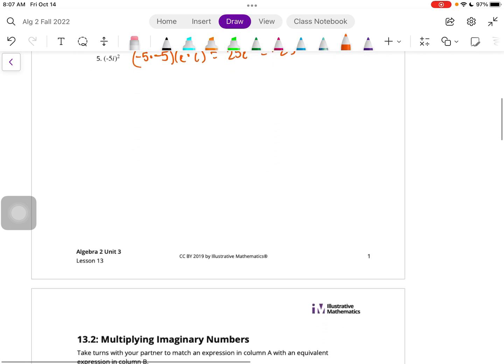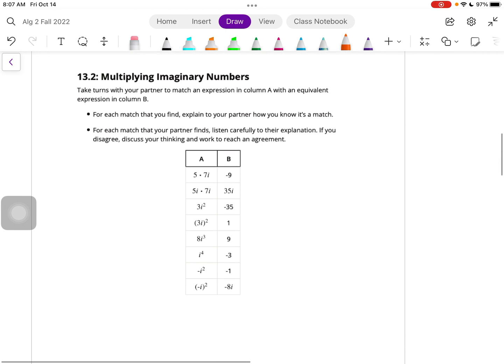All right, let's take a look at 13.2. You are going to find the match from column A to column B, and then we're going to talk about why we know it's a match. If I have 5i times 7i, well, 5 times 7 is 35, and there's an i times an i, so that's 35i squared, which is -35, because i squared is -1. For -3i squared, well, i squared is -1, so that's -3.